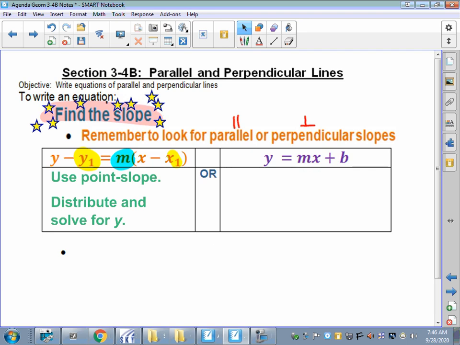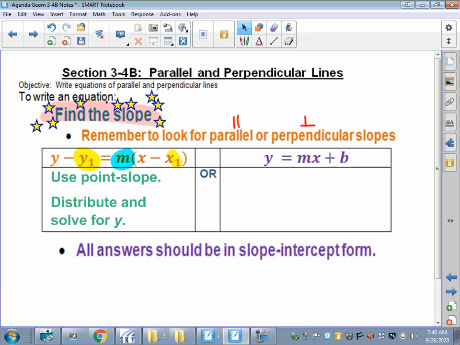Because down here I'm going to mention all of your answers should be in slope-intercept form, or y equals mx plus b. So if you like that way, awesome. If you are at a different level, or maybe that's confusing, or you want to try something new, a lot of people like this way.